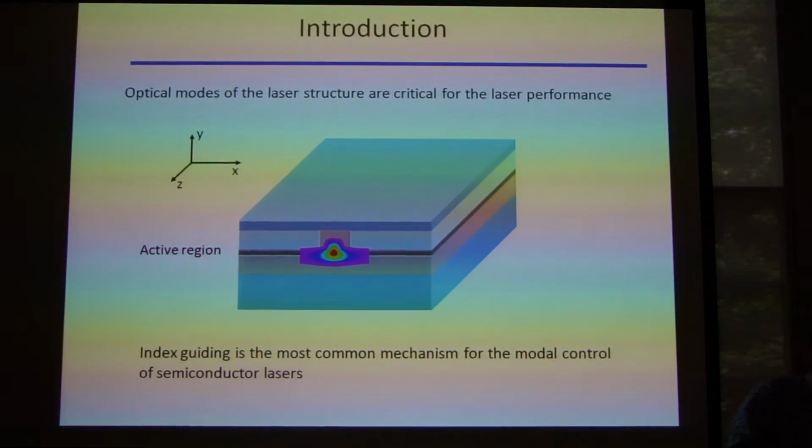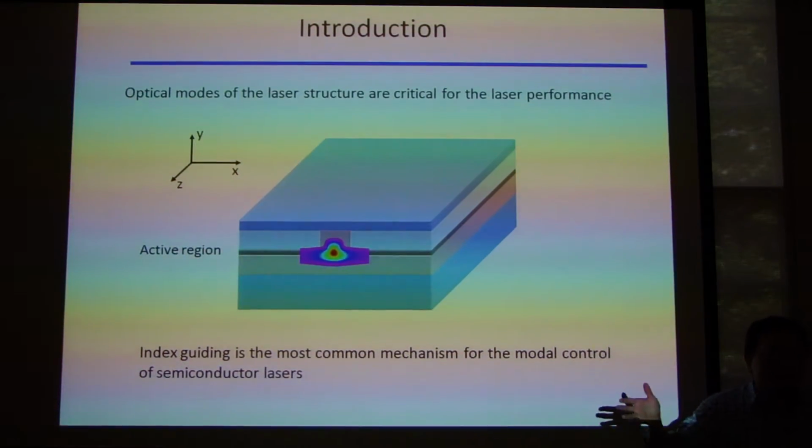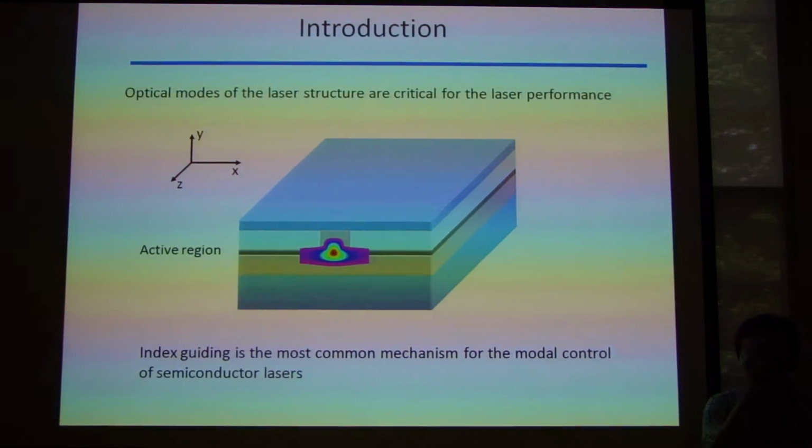So originally the idea is people just have a p-n junction. We have electrons and holes and we combine them in the junction, right?